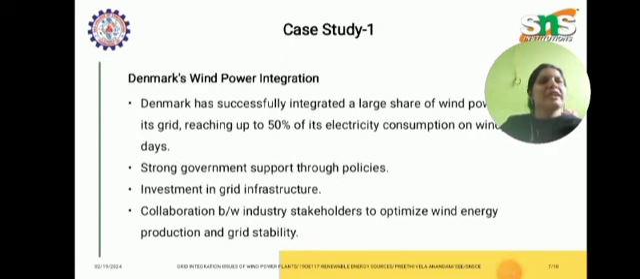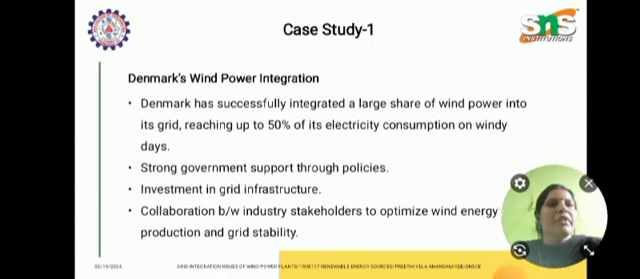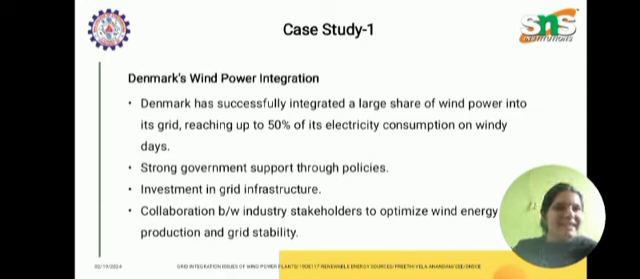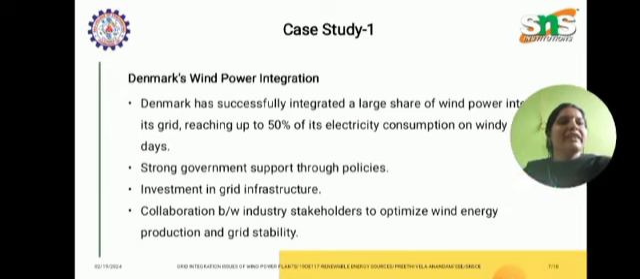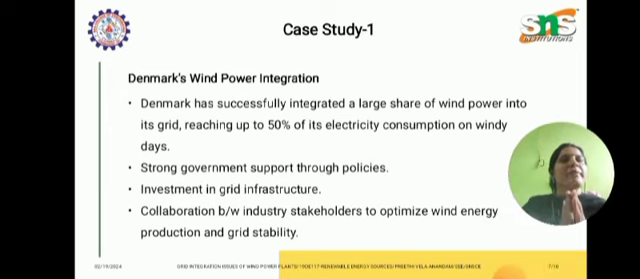Let's see the case study topic, Denmark's wind power integration. Denmark has efficiently integrated a large share of wind power into the grid, reaching up to 50% of electricity consumption on windy days. There is strong government support because of these policies, and good investment in infrastructure. There is collaboration between the industry stakeholders to optimize wind energy production and grid stability.